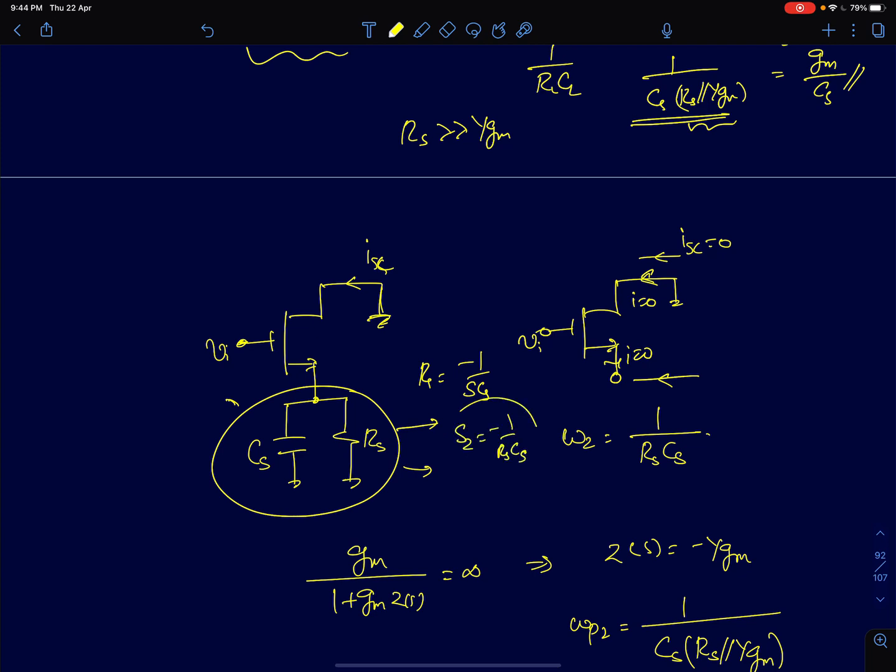So this is in the s plane. The value of omega will be 1 by RsCs radians per second. That's how we calculated the zero.